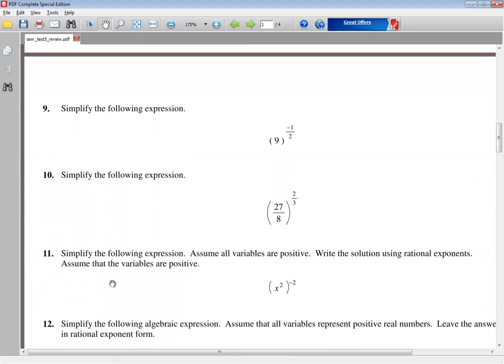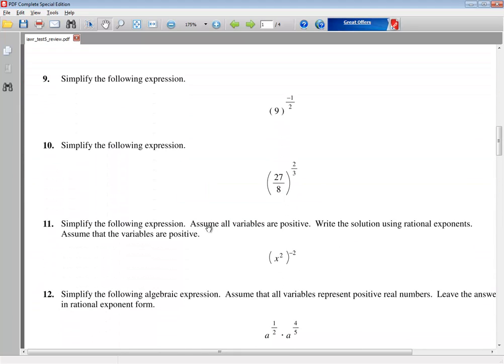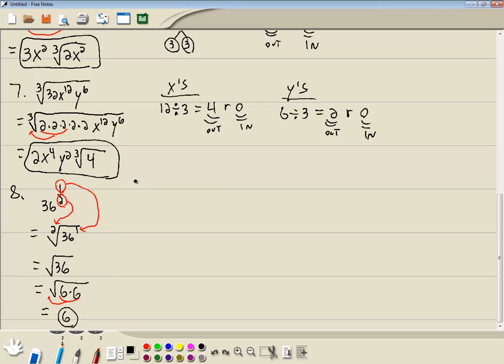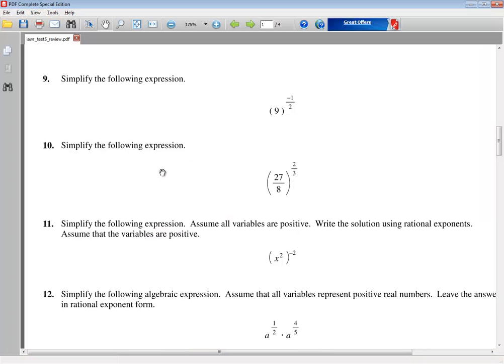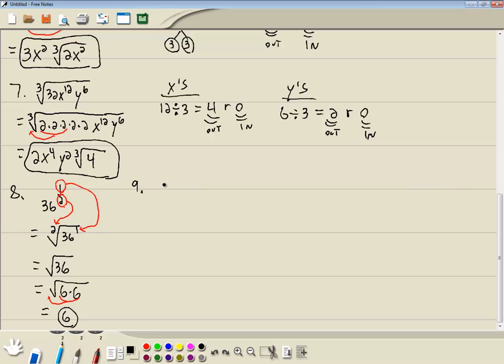Let's see, number 9. We got 9 to the negative 1/2. First off, we never want negative exponents. And how we always get rid of negative exponents is we take the opposite of where it's at in a fraction. So I'll put this over 1. And then I'll take this 9 to the negative 1/2 and move it down below. When I do that, it becomes 1 over 9 to the positive 1/2. Whenever you move anything in a fraction, the sign of the exponent changes.